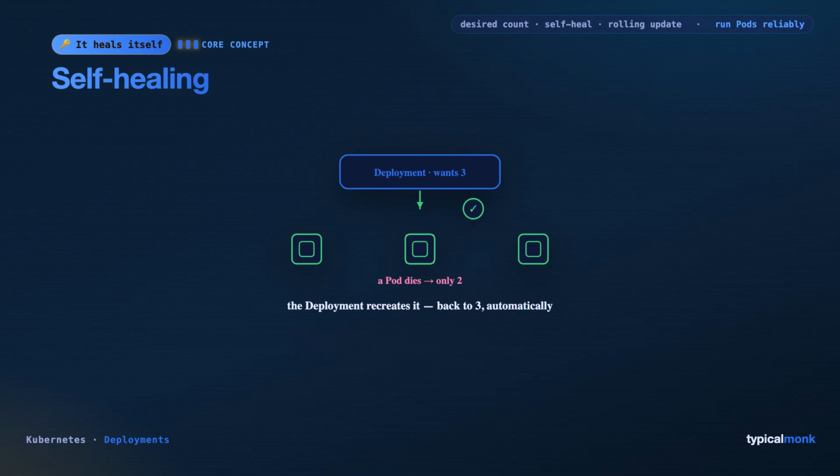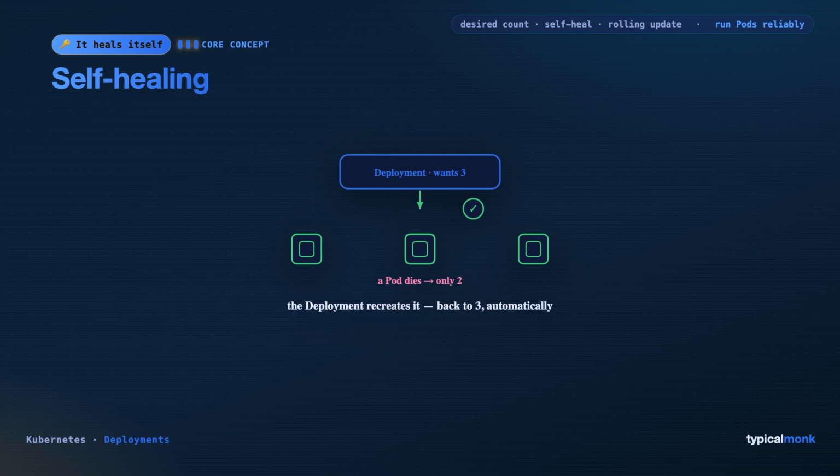It means individual pod failures, which, remember, are constant and expected at scale, simply do not matter to your application's uptime and availability. A pod dies, the deployment replaces it, the service carries on.